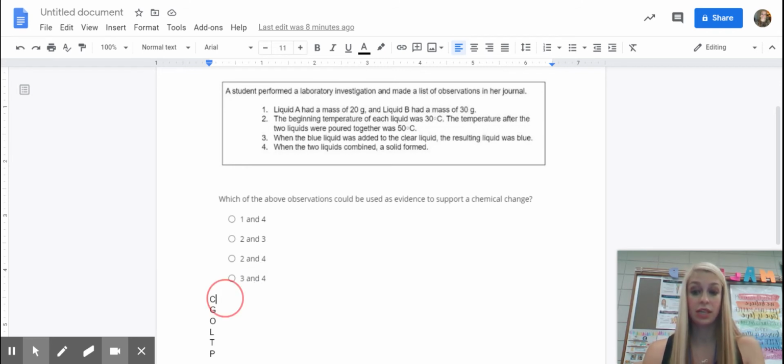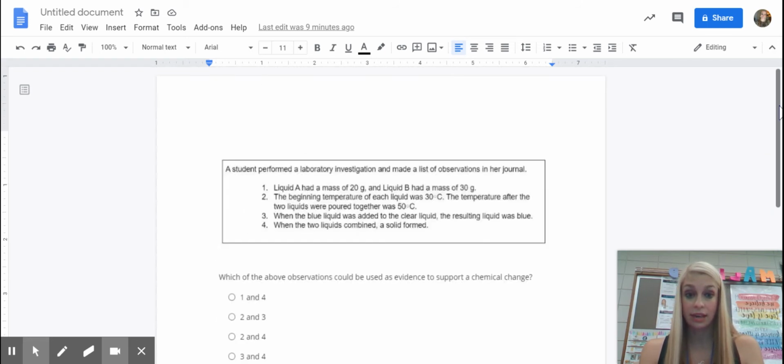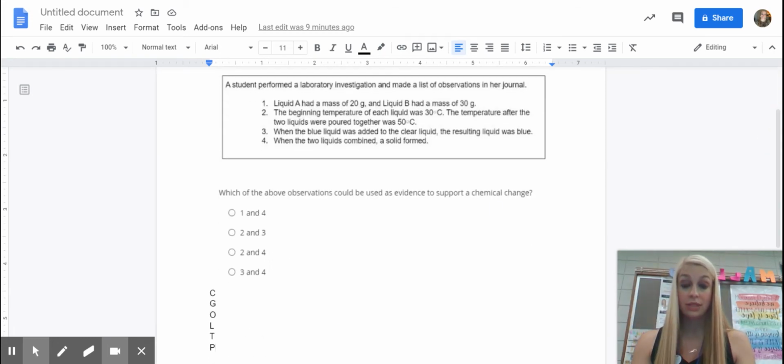So now I'm going to go through City Girls. Do I have a color change? No. Do I have a gas produced? No. Do I have an odor? No. Is there a bright light? No. Is there a temperature change? No. Is there a precipitate? No. So telling me the mass of the 2 substances does not tell me that there was any evidence of a chemical reaction. So now, if I was taking this test on Schoology, I would eliminate answer choice 1 because I know that's not the answer.